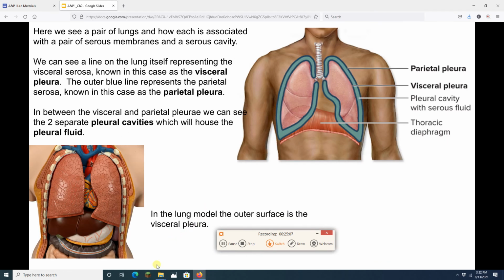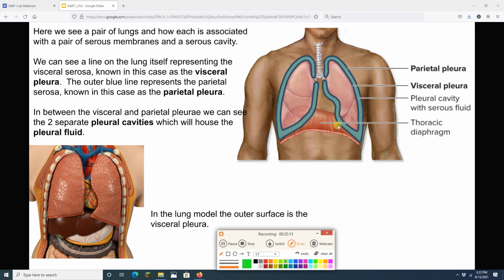It's going to be a very similar situation. Here's a lung. Directly around the lung, we've got a visceral pleura. A little bit farther out, we've got a parietal pleura. The space in between those two, where I'm drawing my green squiggly, is the pleural cavity. And that pleural cavity would be filled with pleural fluid, which would lubricate.